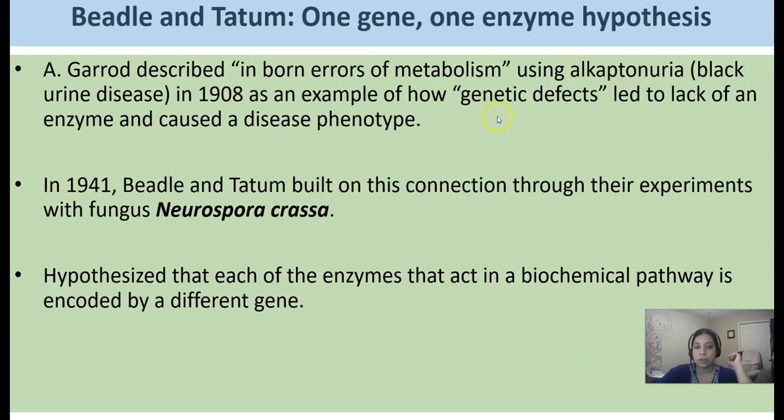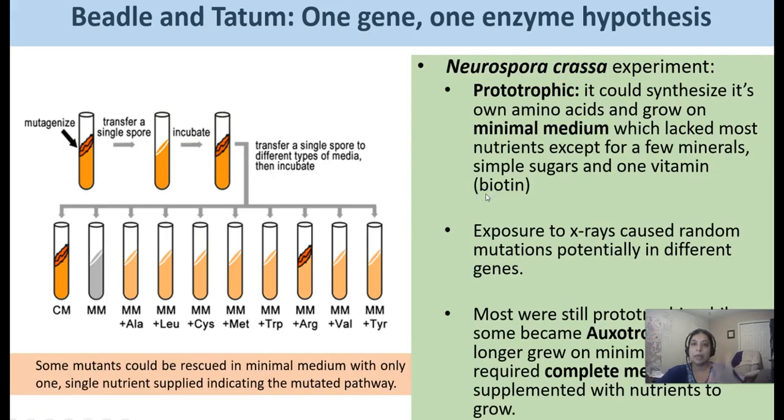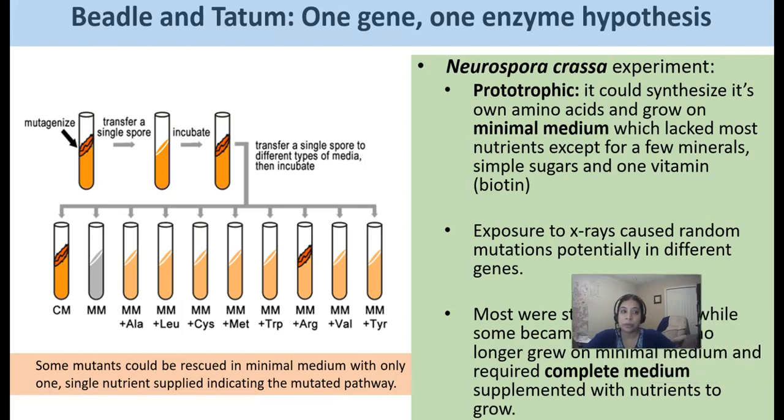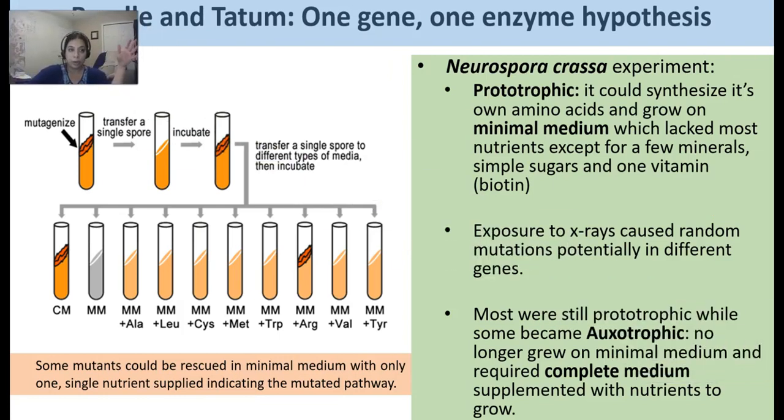And so to examine this hypothesis, they used this mold, Neurospora crassa, and they used a particular strain which is normally prototrophic. That is, this particular type of fungus in general is able to synthesize its own amino acids and grow on minimal medium. So just as long as it's given a few minerals, some simple sugars, and one vitamin, which is biotin, it can pretty much make all the amino acids it needs, and survive on its own.